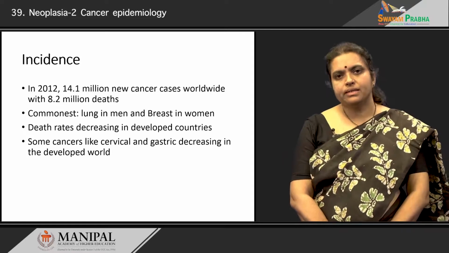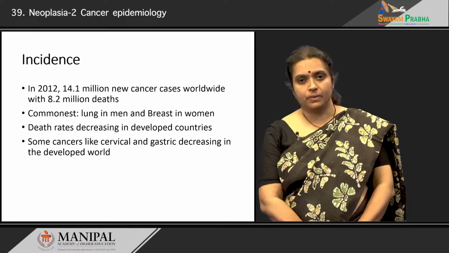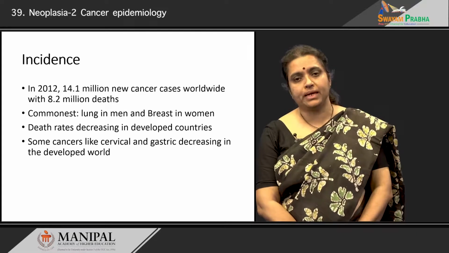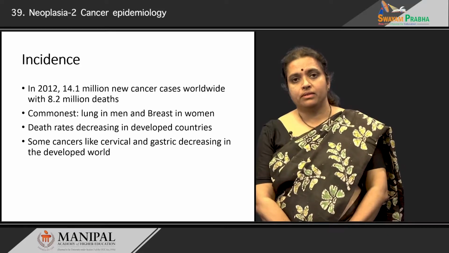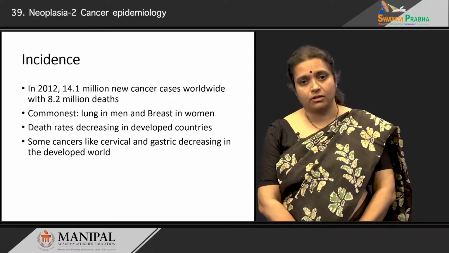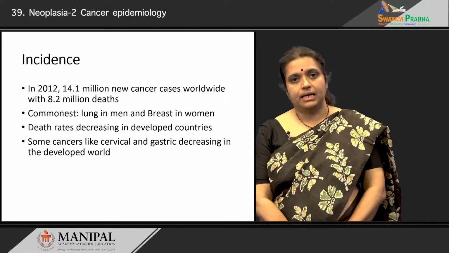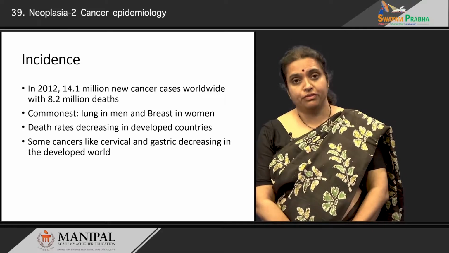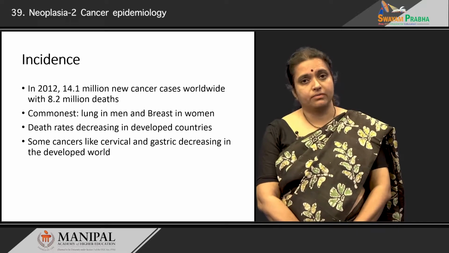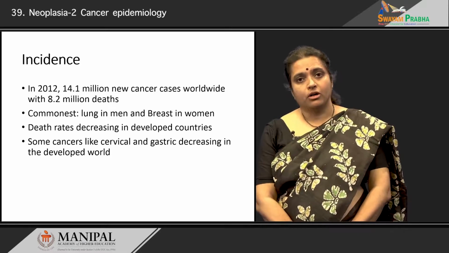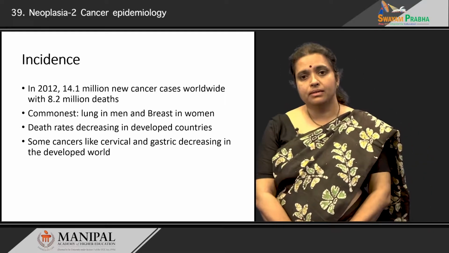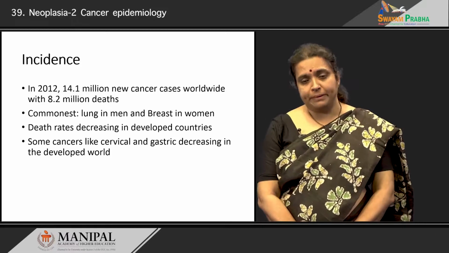Now, we will look at the incidence of cancer worldwide. In 2012, there were 14.1 million new cancer cases worldwide, with nearly 8.2 million deaths. This is the WHO data on cancer. You can see that more than 50% of people who develop cancer die due to the disease. So, it is a very high mortality. The commonest cancer among men is lung in the 2012 data, and breast cancer in women.